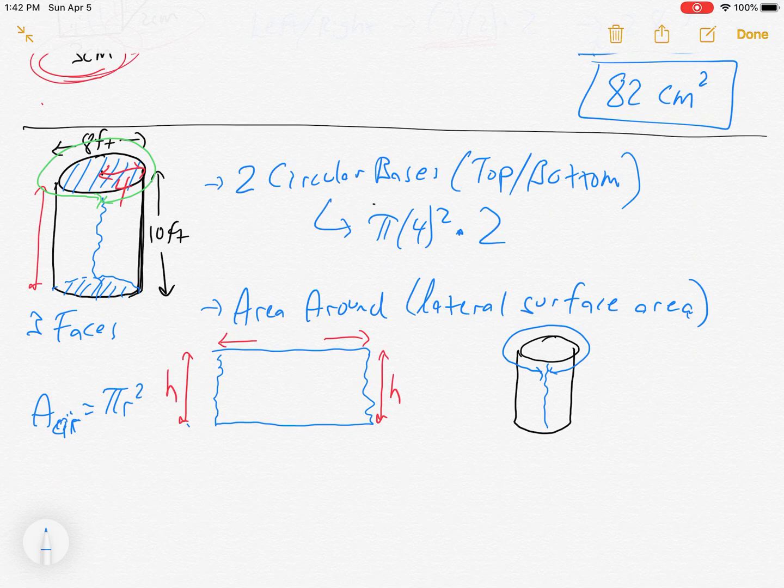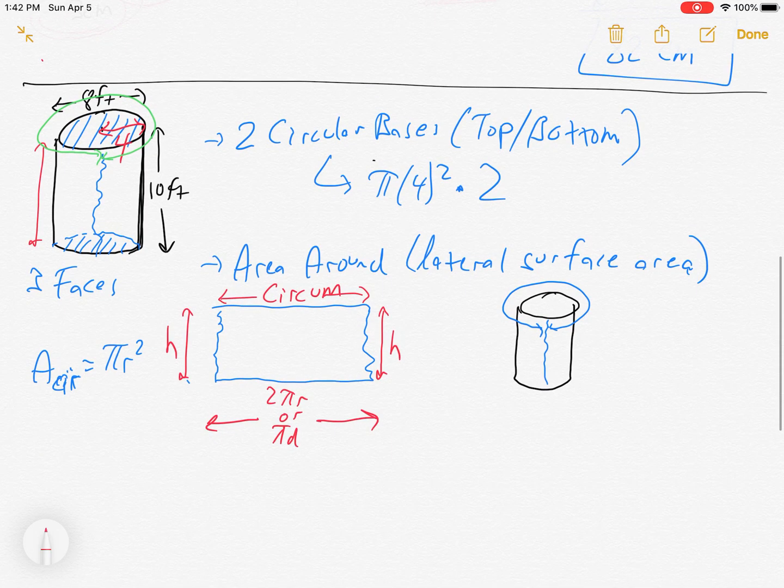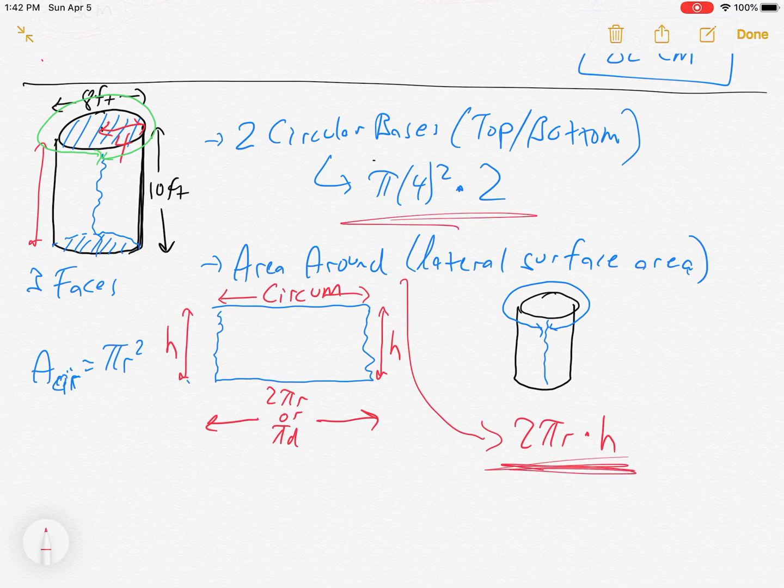What is that distance? That's the distance around the circle. Wait a second, that's circumference, right? And circumference, we know, is 2 pi r, or pi d. So I'm going to summarize all this in a moment, but we have this lateral surface area is 2 pi r times h. We don't have to multiply by 2 this time. There's only one of them. But we have that, and we have that, and you add them together.